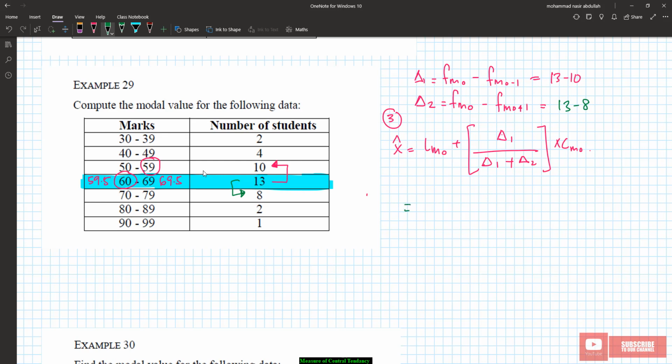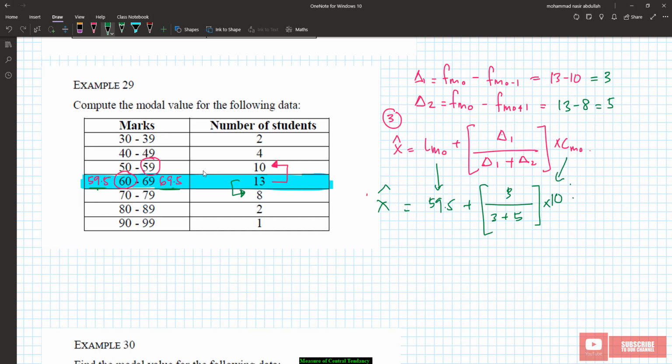Since you already have the values, you just plug them into the formula. This one should be 59.5 plus theta 1, which is 3. Theta 2 is 13 minus 8, equal to 5. So 3 divided by 3 plus 5, multiplied by the class size, 69.5 minus 59.5, which is 10.